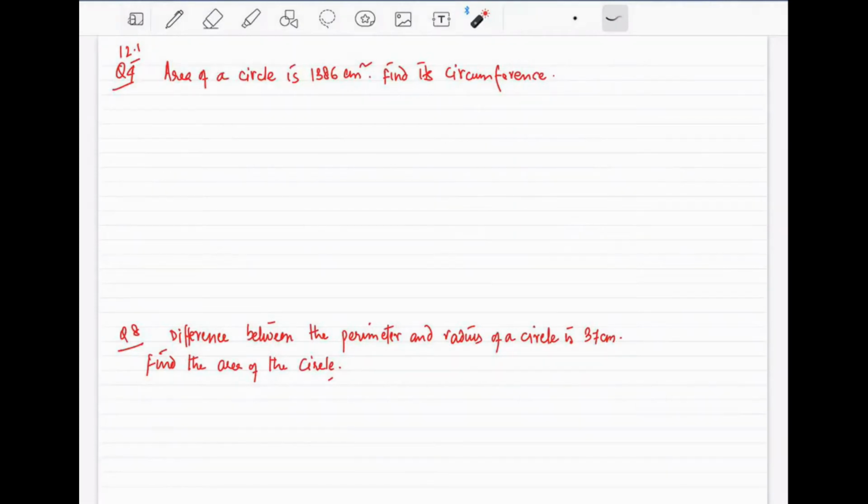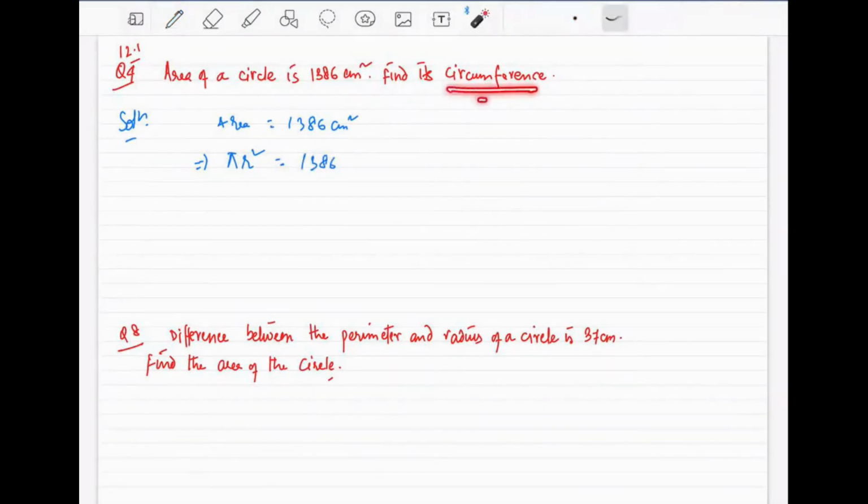So what question number 4 is saying: area of circle is 1386, find its circumference. So area is given, and you have to find out the circumference. Perimeter means circumference, right? Perimeter or circumference. So if we proceed, we will have something like this. Area of circle is equal to 1386 centimeters square. Now, instead of writing the area, we will replace it by its formula itself, which will be πr². And πr² is 1386.